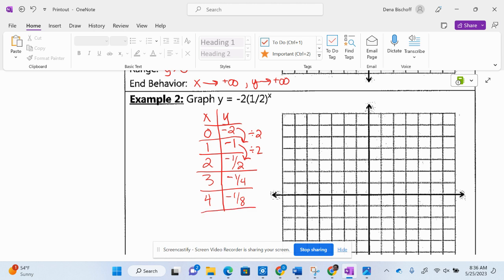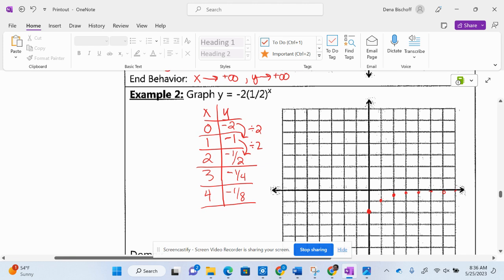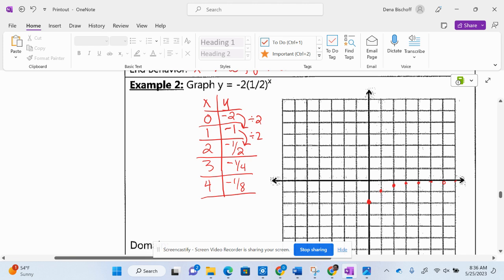Do you guys see what's happening? So if I were to graph this, I'm going to begin at negative 2, and then y is going to go to negative 1, and then negative 1/2, and then negative 1/4. And it's going to get really, really close to 0, but it's never going to equal 0. Okay.